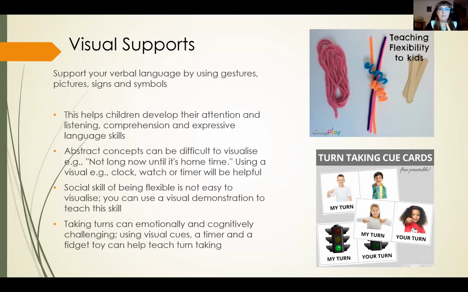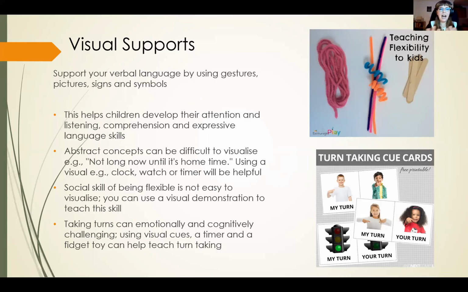Social skill of being flexible. We talked about that earlier. Being flexible and being able to deal with changes when they come up unplanned. That's a really great skill to have, but it's a tricky one to understand. And a nice way to understand being flexible is by using some wool, some pipe cleaners, and lollipop sticks. You'll see them up in the top right-hand corner here.